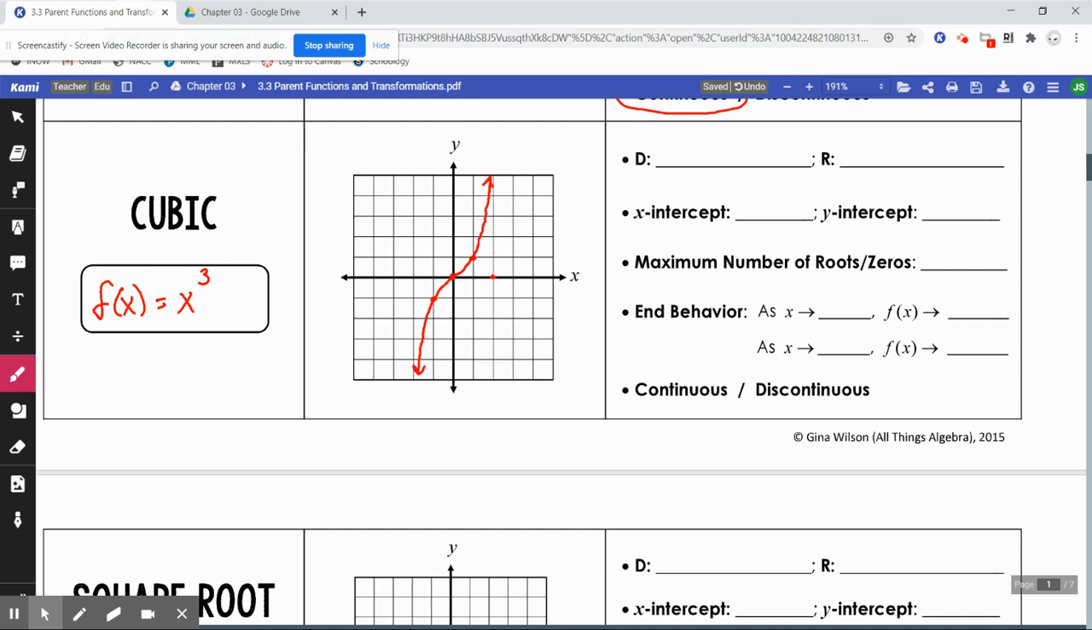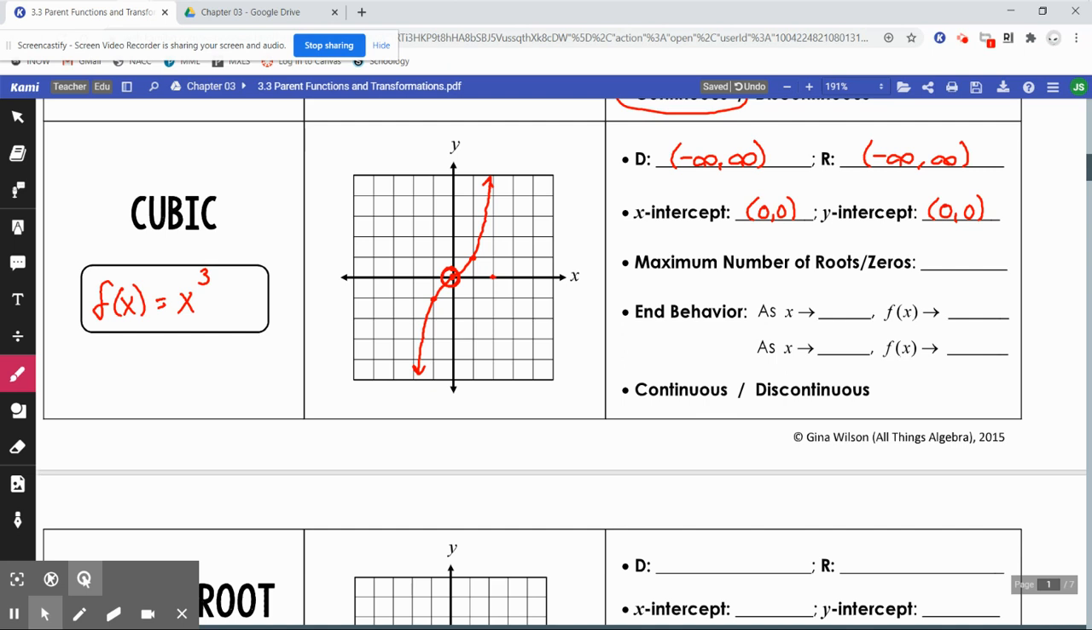Your domain is once again infinite, all real numbers. And your range, because it does go up and down infinitely, would also be all real numbers. Your x-intercept and y-intercept are, again, the point (0, 0).